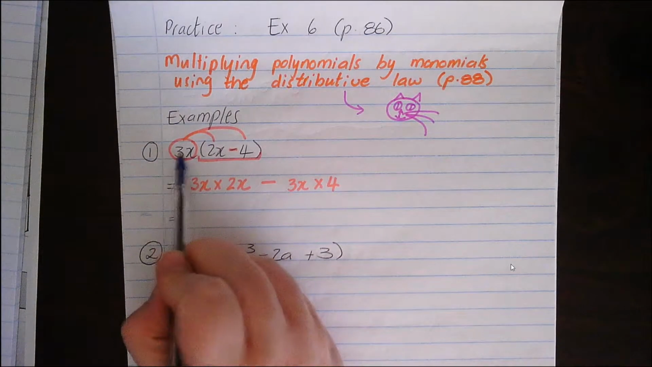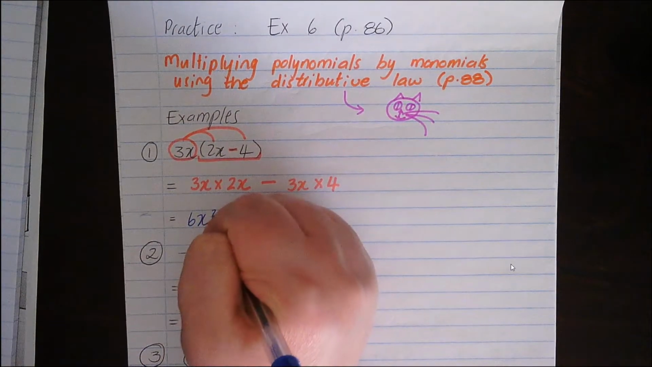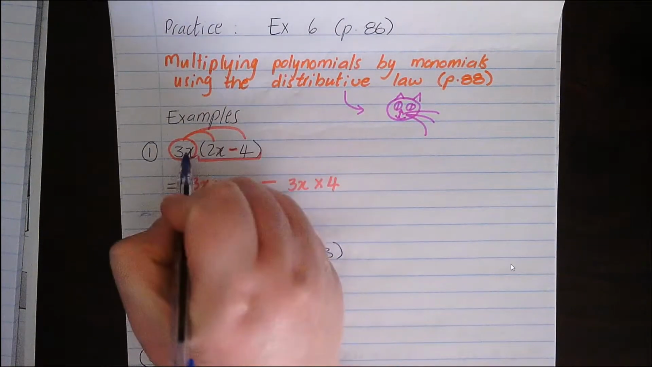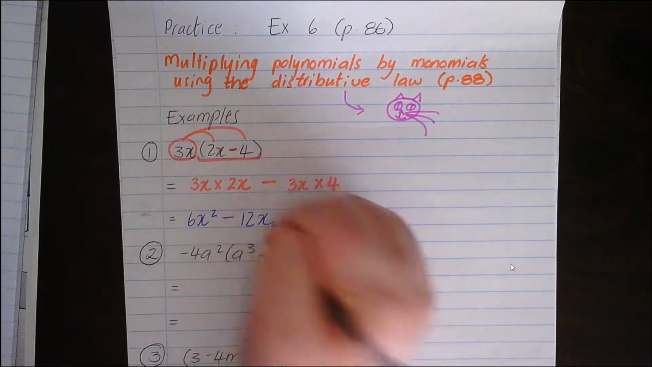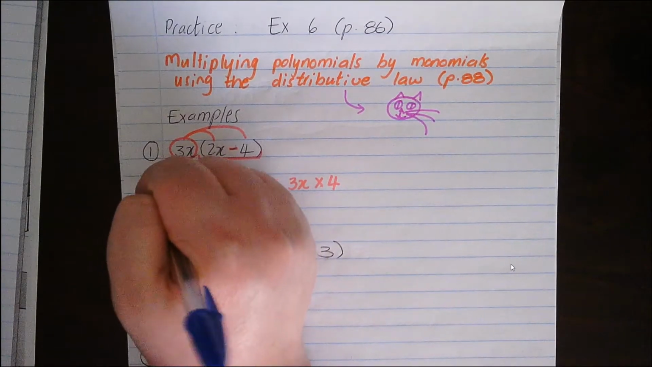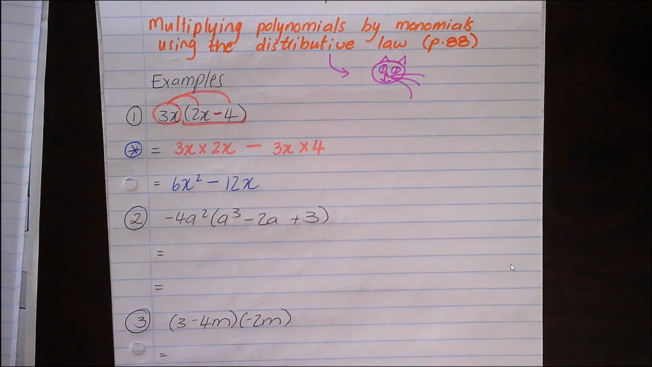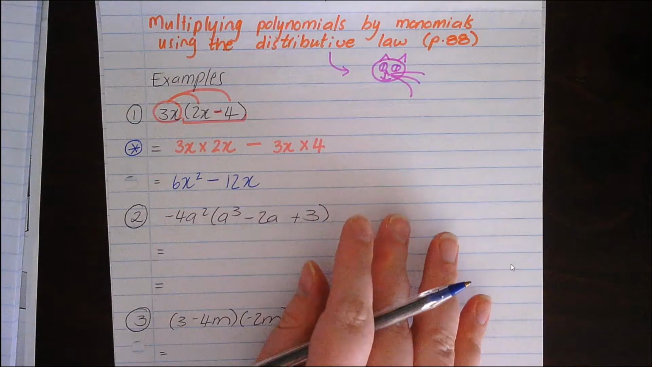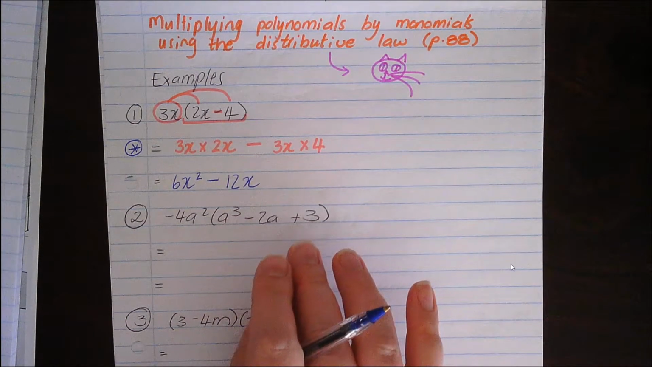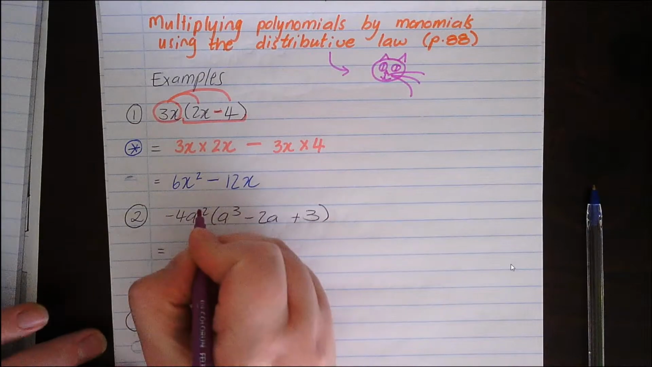You say 3 times 2 is 6. x times x is x squared. That minus comes down. 3 times 4 is 12, and the x comes along. So you don't need this step. In fact, I strongly advise against it. Notice that when I'm done multiplying out, when I'm done distributing, the brackets disappear. So let's look at this short way.